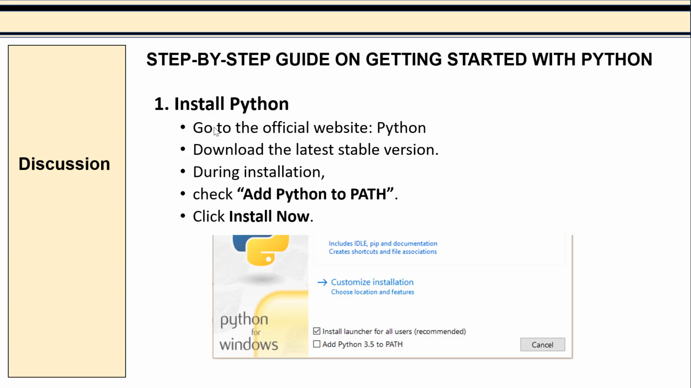Now, before we get started with Python, of course, we need to install Python. First, we need to go to the official website and download the latest or stable version. This is the keyword. During installation, we need to check add Python to the environment path, so it will be treated as a global environment. And after that, click install.